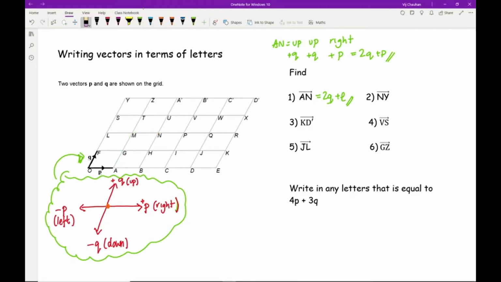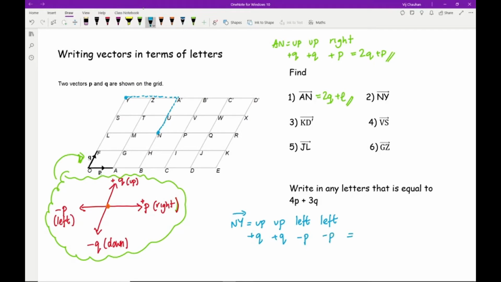So here we're going N to Y. So I first find N and I'm going to Y here. The route I'm going to choose is this route here. Like so. So to go from N to Y, I'm going to go up, up, and then left, left. So up is plus Q. Up again is plus Q. Left is minus P, and left again is minus P.